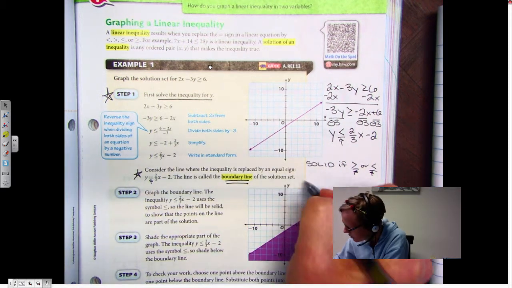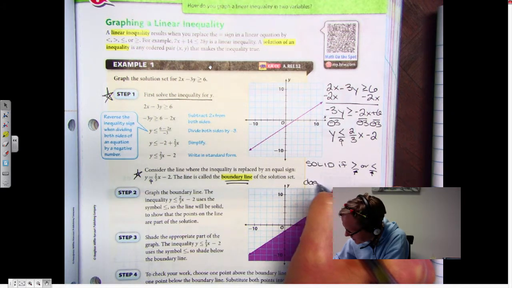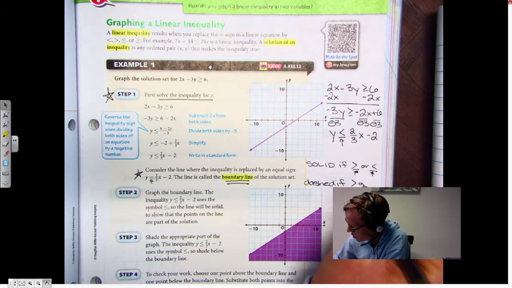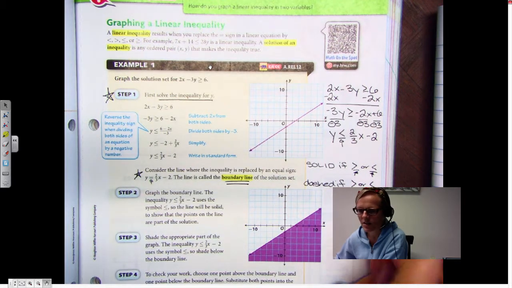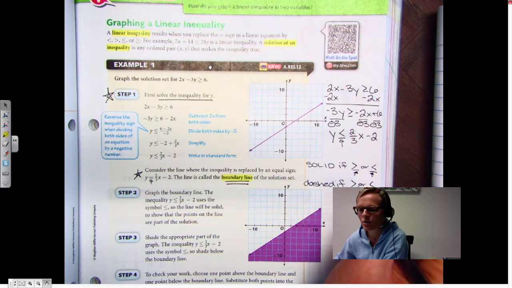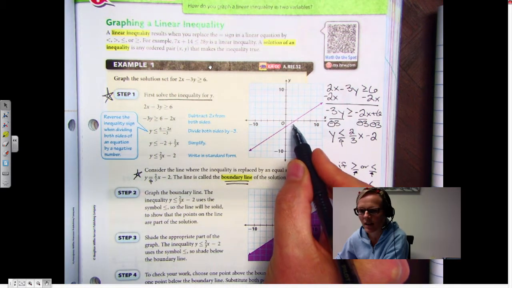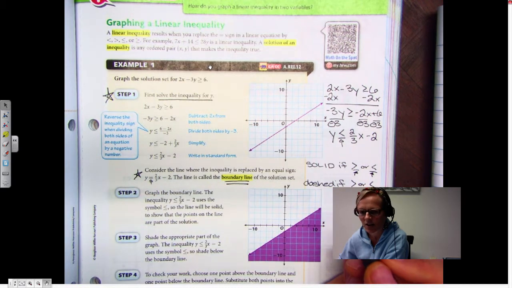This boundary line would be dashed if it was just a simple greater than or less than, because the solutions do not include what would be equal to the line. So what they've done here so far is they've graphed a solid line. On the next page we'll get into what a dashed line would look like, but you can imagine it's just a broken up line. So the step 1 was solve the inequality for y.